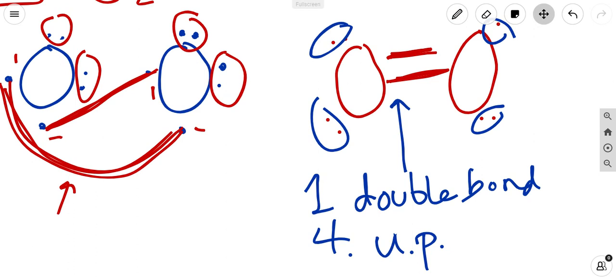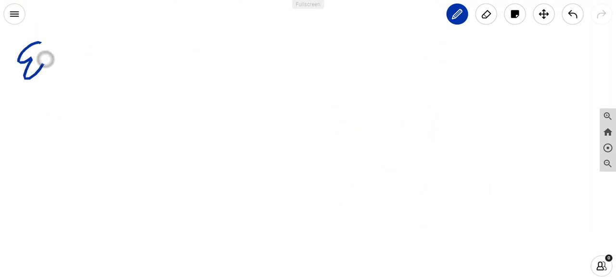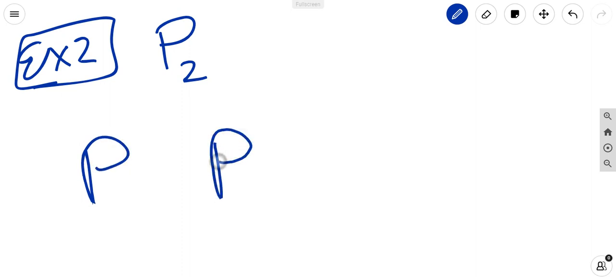Okay. The next one that we're going to do is P2. P2 is diphosphide. So I have 2 phosphorus molecules. Okay, when you find where phosphorus is on the periodic table, it's in group 15, so therefore it has 5 valence electrons. So now you drew your 2 phosphorus with 5 valence electrons each.